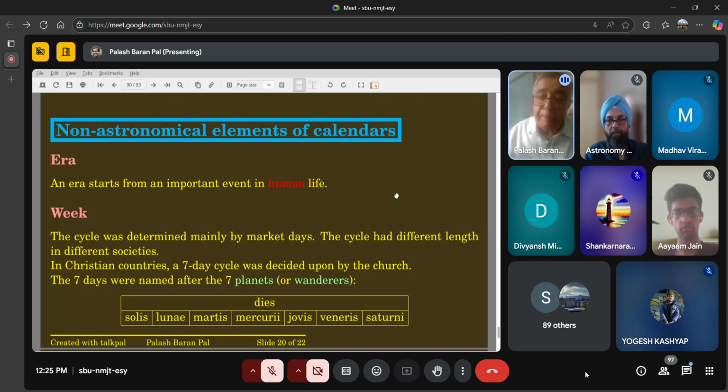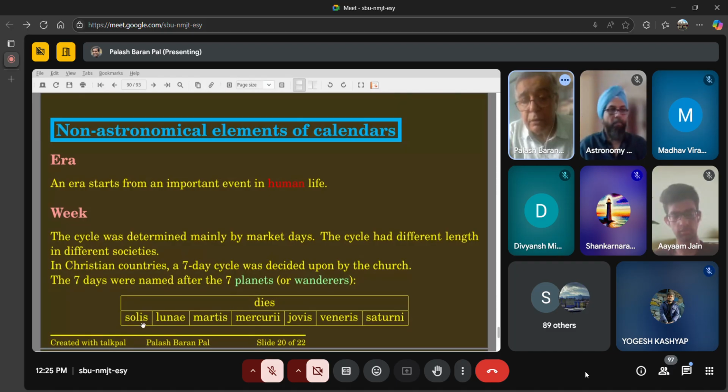These are the things that people saw moving in the background of stars. So of course the sun moves. So this is the Solis, the sun, and the moon. These are the Latin names. Lunae, Luna is the lunar, that's the moon. Mars, Mercury, Jupiter, and this is the Venus and the Saturn. So this is how the days were named.